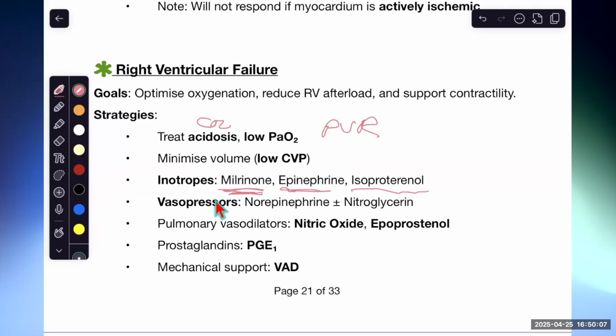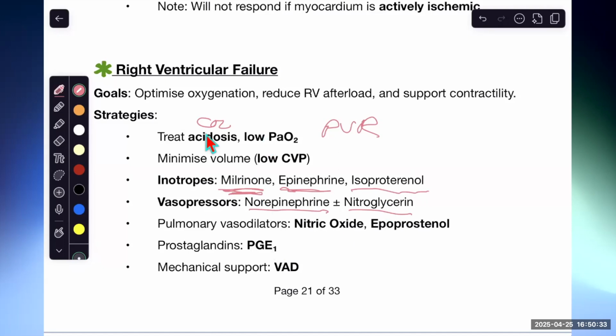Vasopressors like noradrenaline, as I told you, have some books that say we can use them, some say we cannot. Nitroglycerin, GTN, also, but it will also cause systemic vasodilation. Or we can go for pulmonary vasodilators like nitric oxide or iloprost, or PGE1, which is prostaglandin E1. And that's it, you cannot put him on mechanical ventilation.